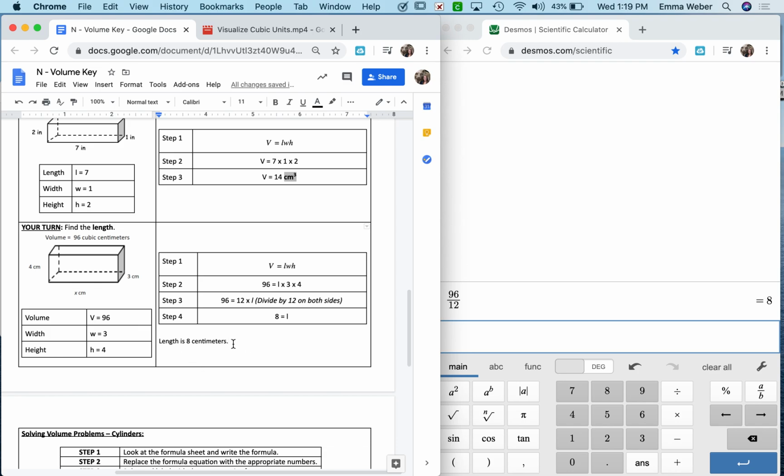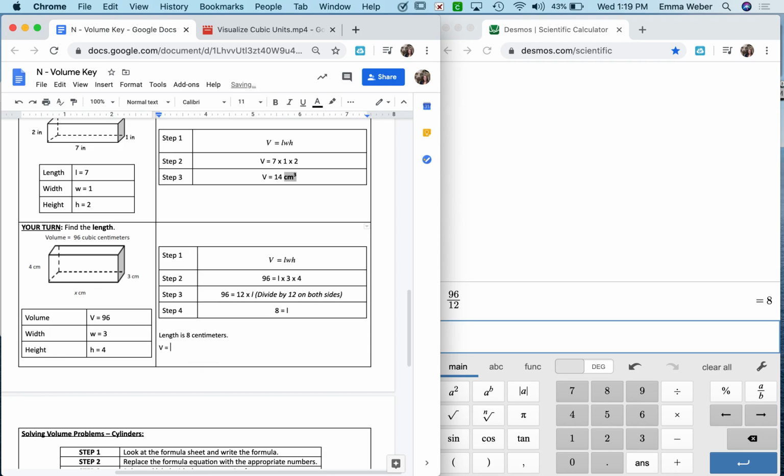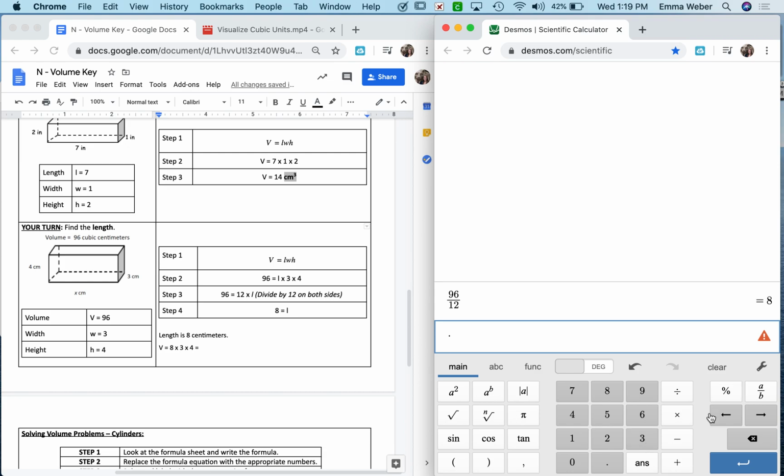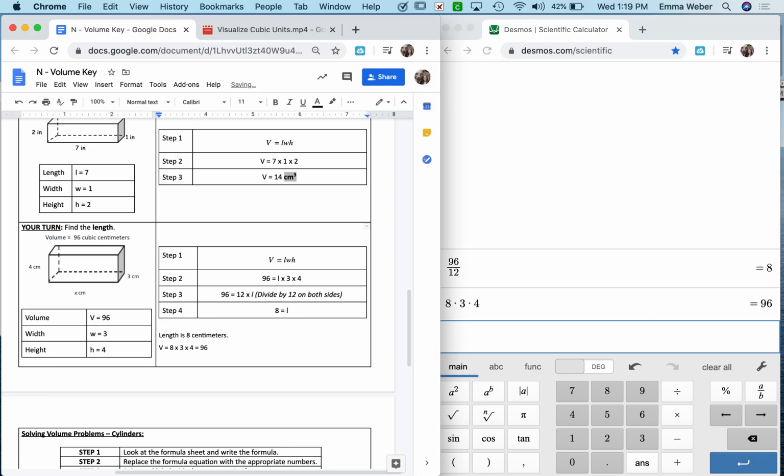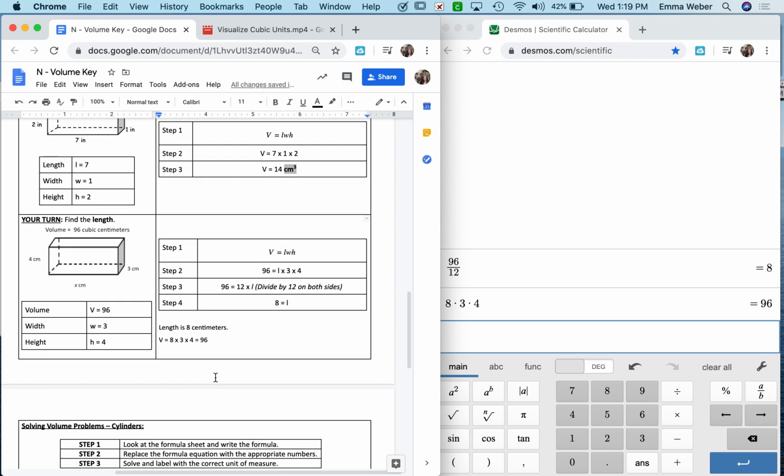The way you could go back and check it would be volume should equal our length, which is 8, times our width, which was 3, times our height, which is 4. And we could verify that works. We would do 8 times 3 times 4, and that gets us 96 like we thought it should. So that's verifying that we got that right.